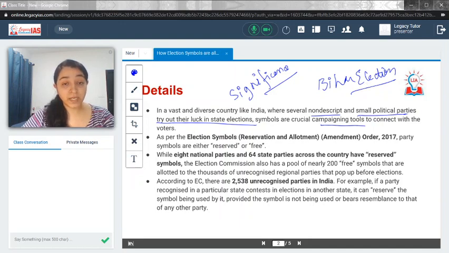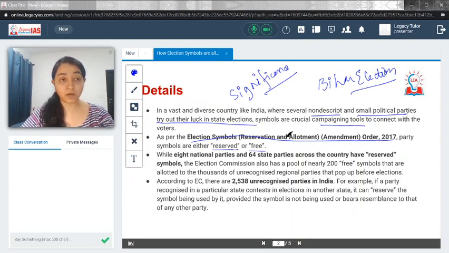Now, as per the Election Symbols (Reservation and Allotment) Amendment Order 2017, just remember, the Election Symbols Reservation and Allotment Order was there, and then it got amended in 2017, where party symbols are either reserved or free. They have now categorized that there will be reserved symbols, which will be reserved for recognized parties, and then there will be free symbols which will shuffle according to the exigency of the election. So this is the major thing.